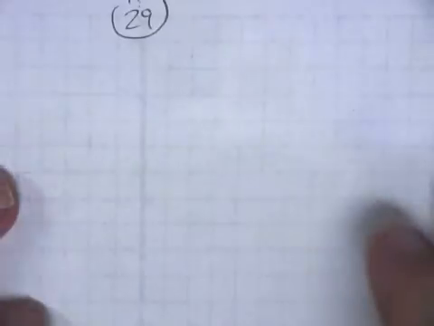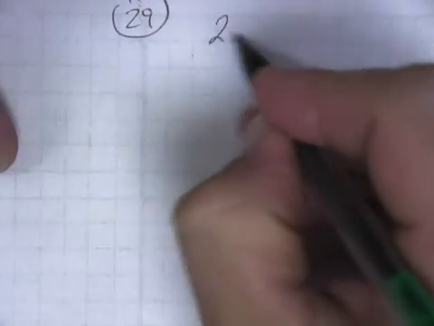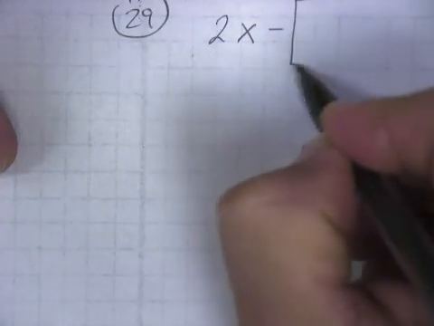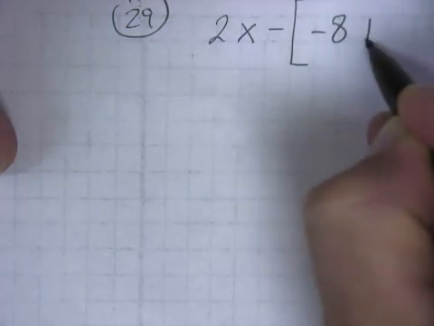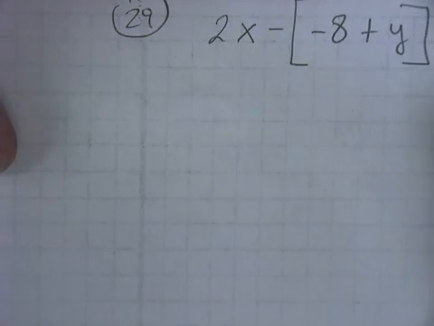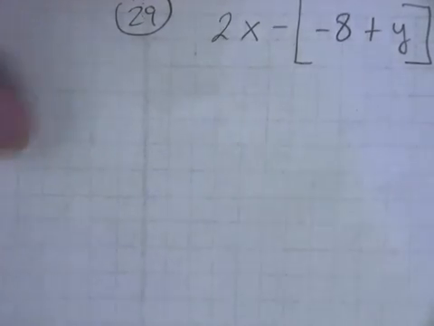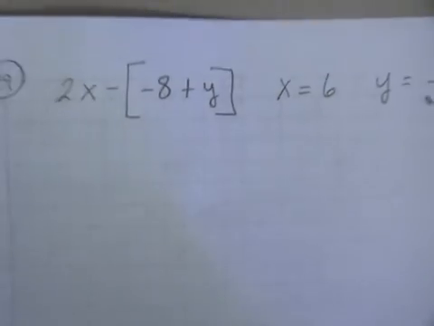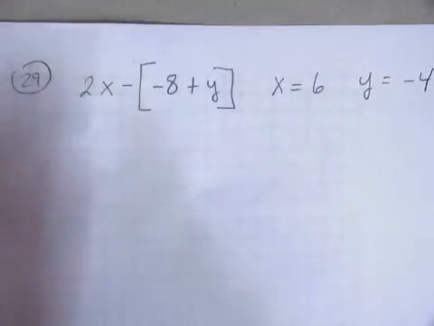Let's do 29. My pencil's not working real well here. 29. Let's do 2x minus negative 8 plus y. And we'll say x is equal to 6. And let's say y is equal to negative 4. Give you a moment to copy that down.